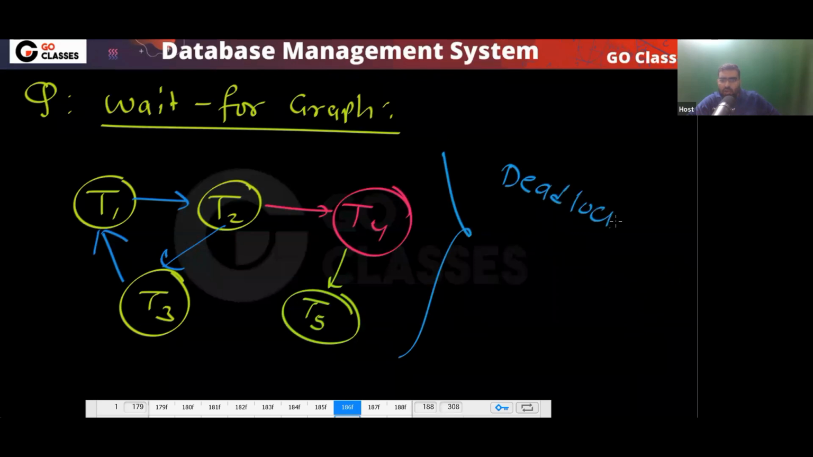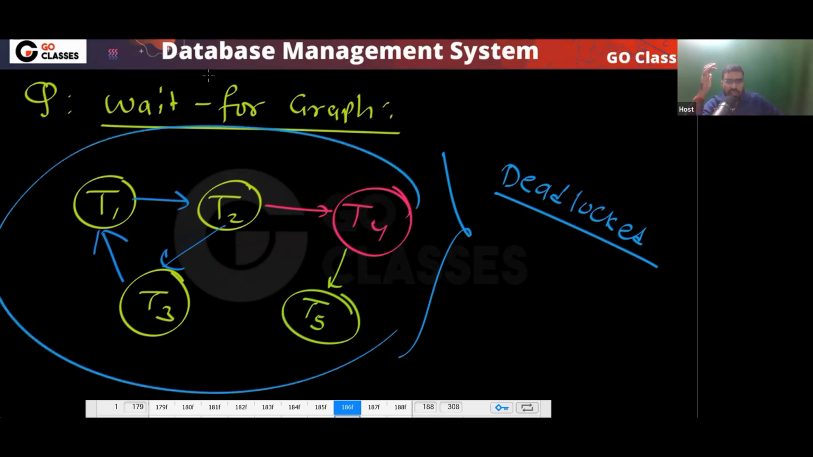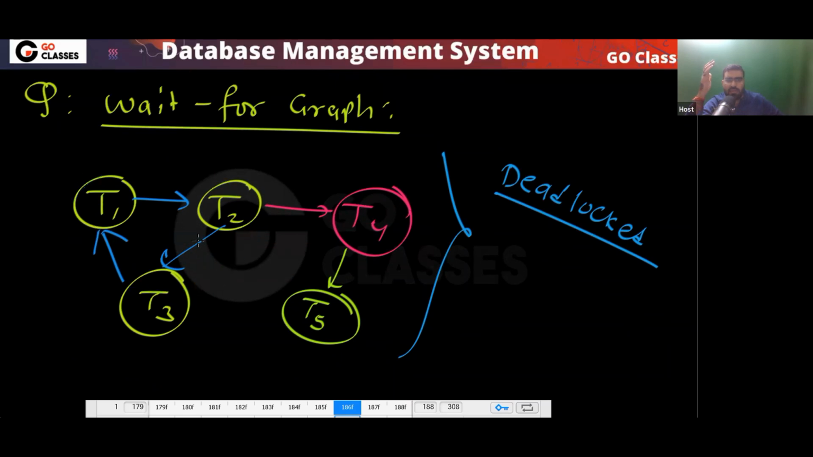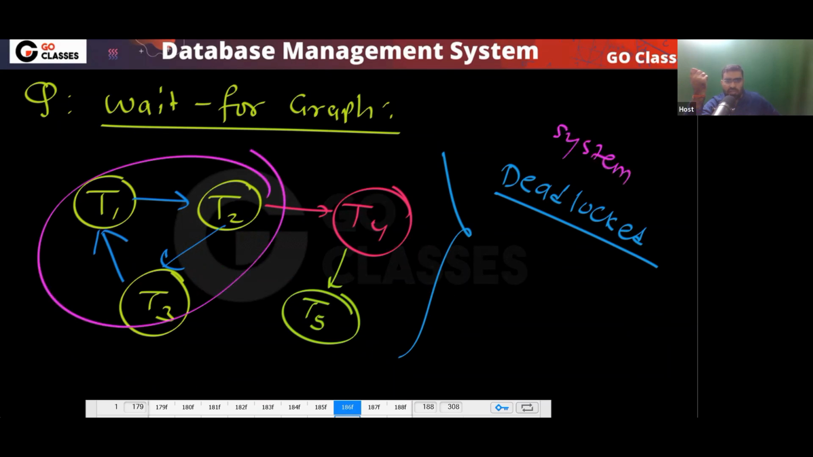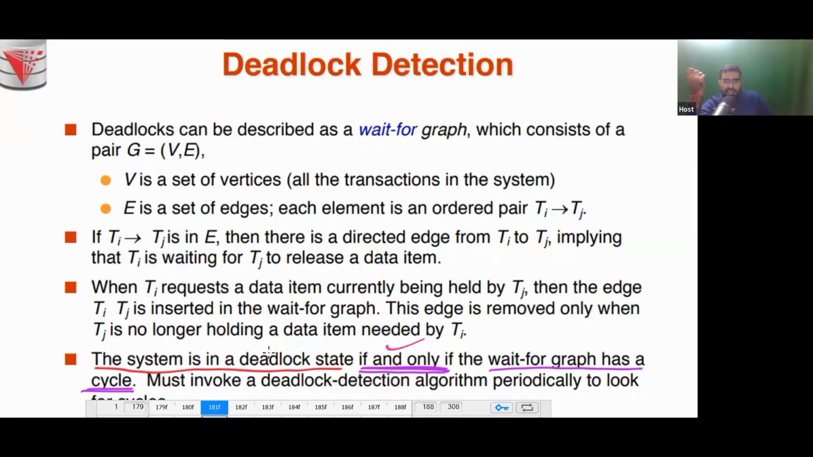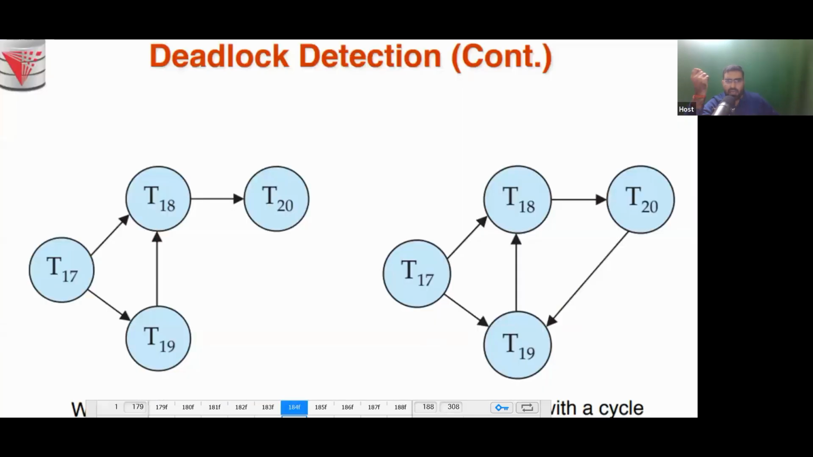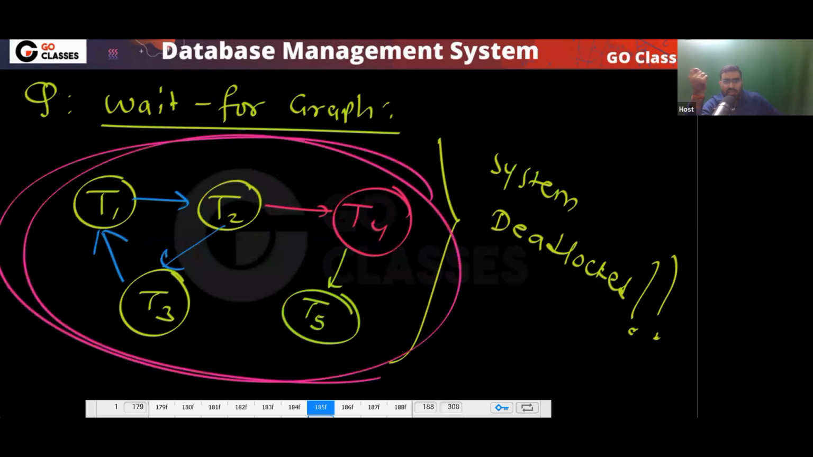Remember, as I told you, do we require all the transactions to be in the cycle? I did not say that. I said that in the wait-for graph, there exists a cycle. So the system is deadlocked. We are saying that the system is deadlocked if and only if we have a cycle. We are not saying that all the transactions must be in the cycle.